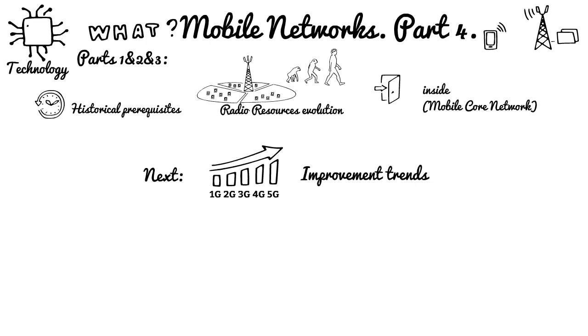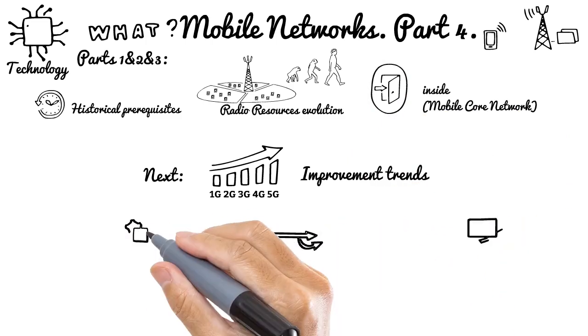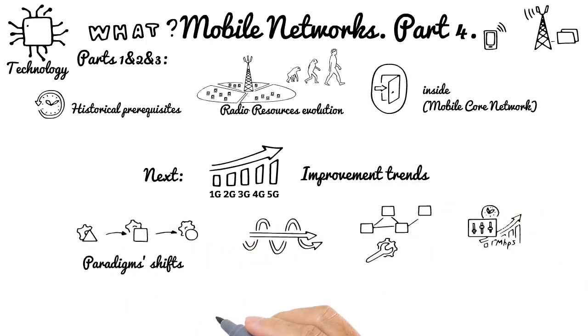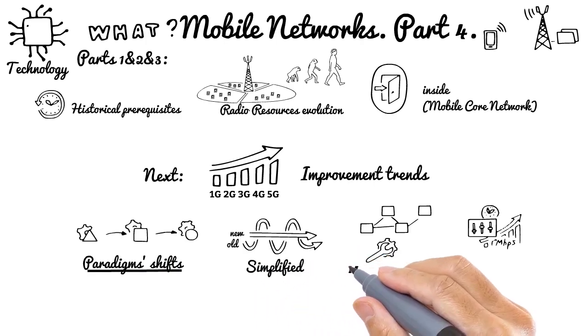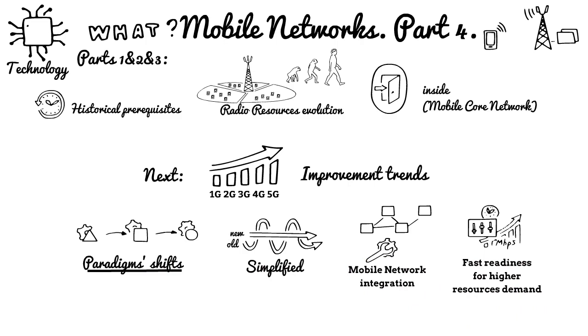We already discussed radio resources evolution. Now it's about evolution that happened inside the network. It's not about node names changing from generation to generation. It's about shifts of paradigms, which simplify mobile network integration and quick adjusting to high resource demand.